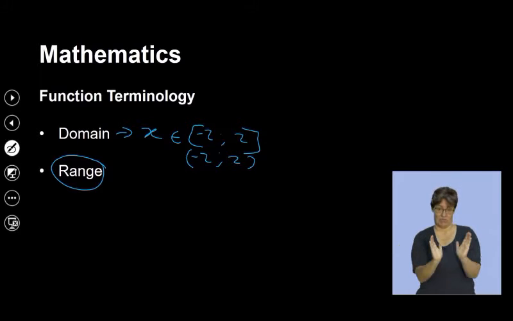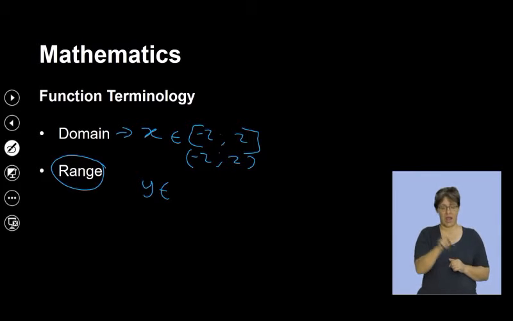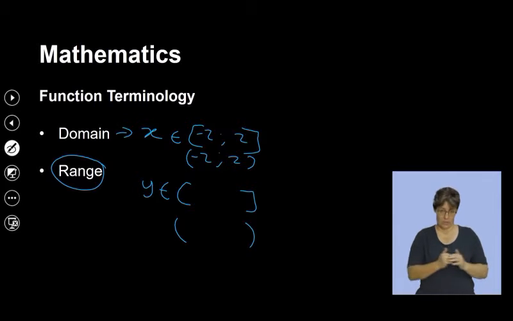Then lastly, the concept of a range will be the set of all the y values where the graph is defined. So they both mean the same thing, but one is one variable and then the other one will be a different variable. So this will also be y is an element of either square brackets or round brackets, depending on what is happening on your graph at the time.